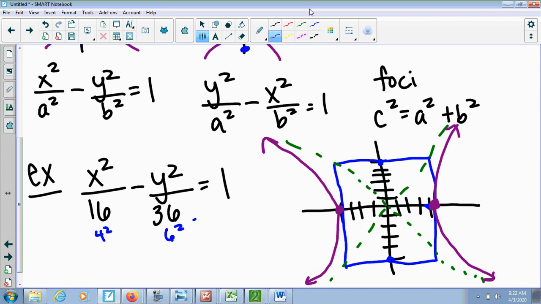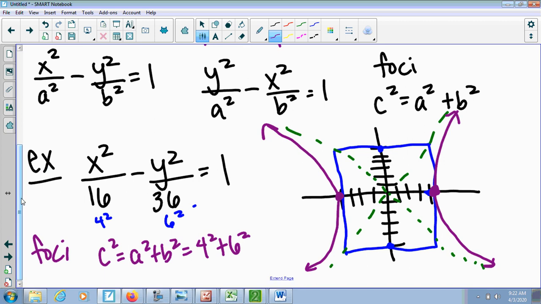Oh, we haven't found our foci. Sorry about that. So let's do that next. We can put them on our graph. So c squared was, what was it, a squared plus b squared, which in this case is 4 squared plus 6 squared. 16 plus 36 is 52.